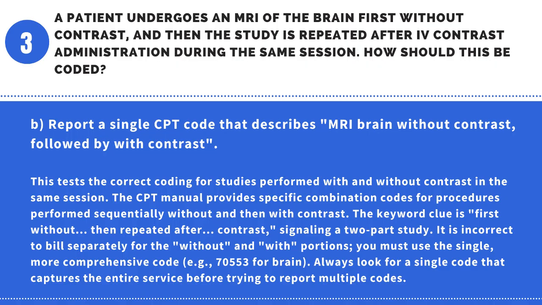It is incorrect to bill separately for the without and with portions. You must use the single, more comprehensive code, e.g., 70553 for brain. Always look for a single code that captures the entire service before trying to report multiple codes.